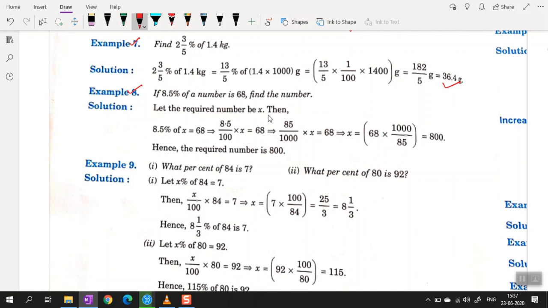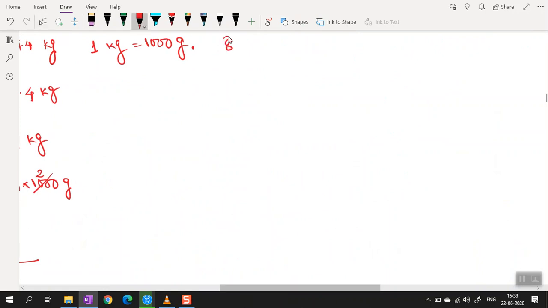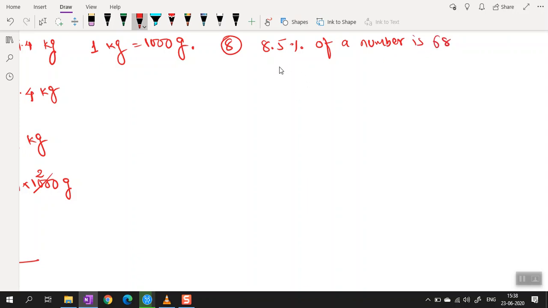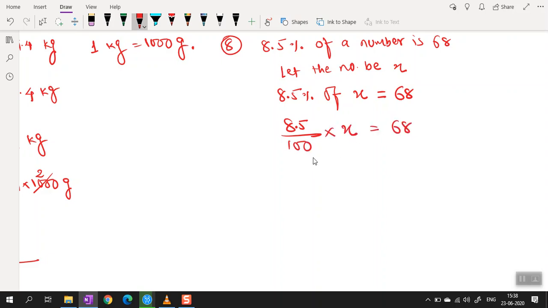If 8.5% of a number is 68, find the number. Okay, 8.5% of a number is 68. So the first statement I'm going to write is, let the number be x. So 8.5% of x is equal to 68. That is 8.5 the whole upon 100 multiplied by x is equal to 68. So x is equal to 68 multiplied by 100 upon 8.5.